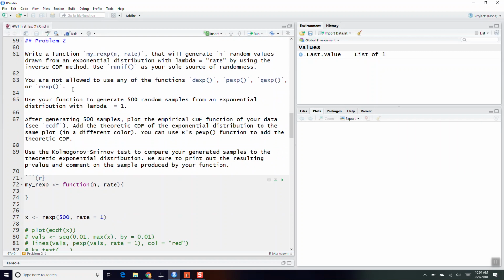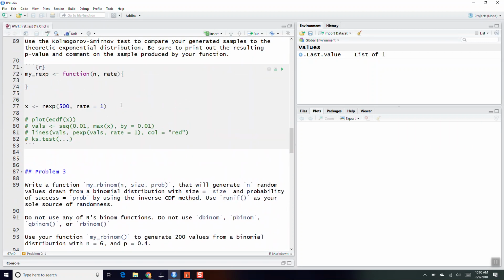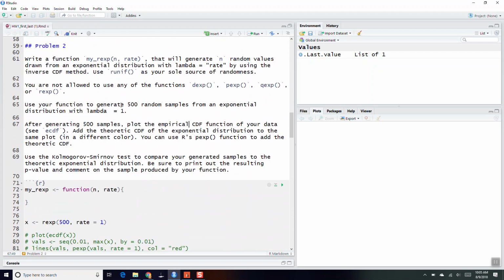Okay, in problem 2, you create your own function to generate random values from an exponential distribution, and at the end, I ask you to use the Kolmogorov-Smirnov test. Do you guys have familiarity with this test? Okay. I asked the TA to cover this test, the KS test, and then in problem 3 also the chi-squared test, so you guys have an idea.